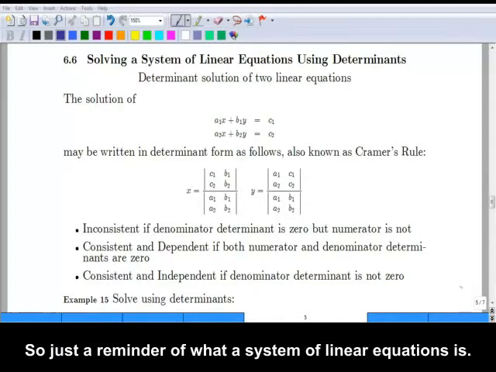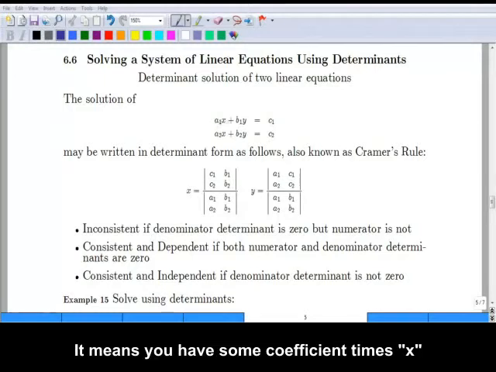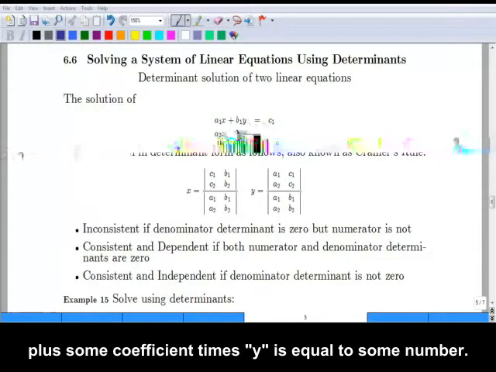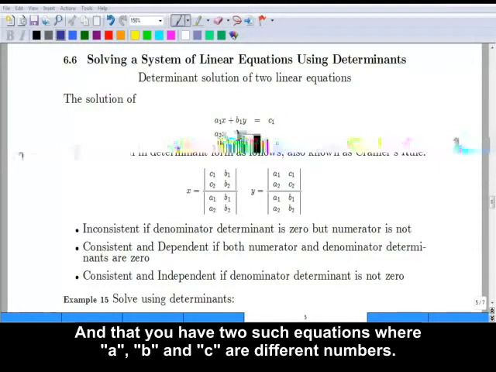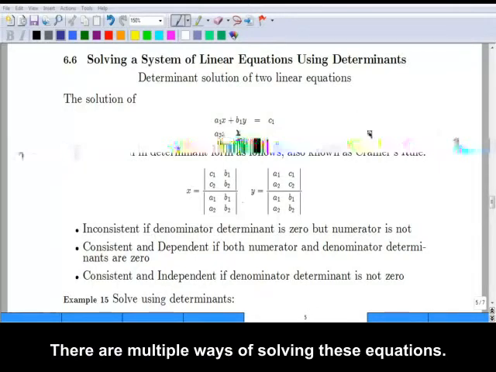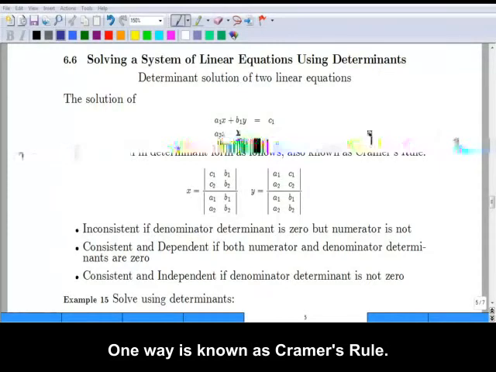So just a reminder of what a system of linear equations is. It means you have some coefficient times x plus some coefficient times y is equal to some number, and that you have two such equations where a, b, and c are different numbers. There are multiple ways of solving these equations. One way is known as Cramer's rule.